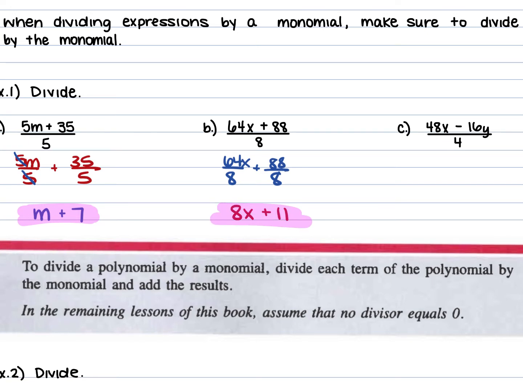For example C, we have 48x minus 16y all over 4. So we're going to do the 48x divided by 4 as well as the negative 16y divided by 4. The 48x divided by 4 gives us 12x, and the 16y divided by 4 gives us a negative 4y. So we have 12x minus 4y.